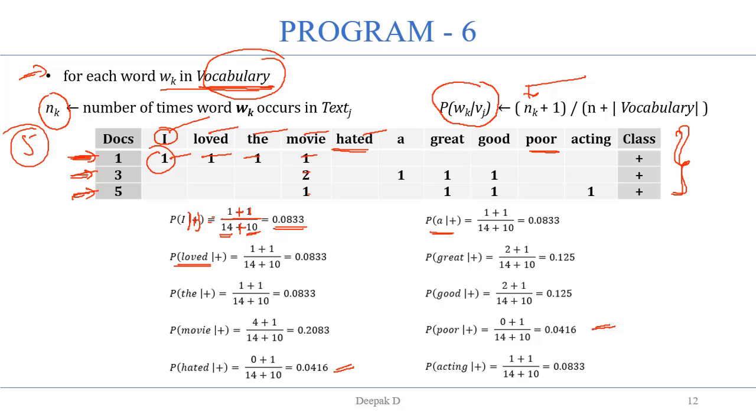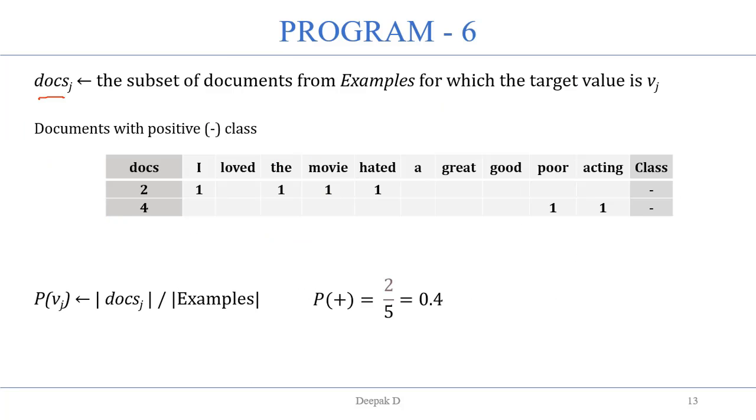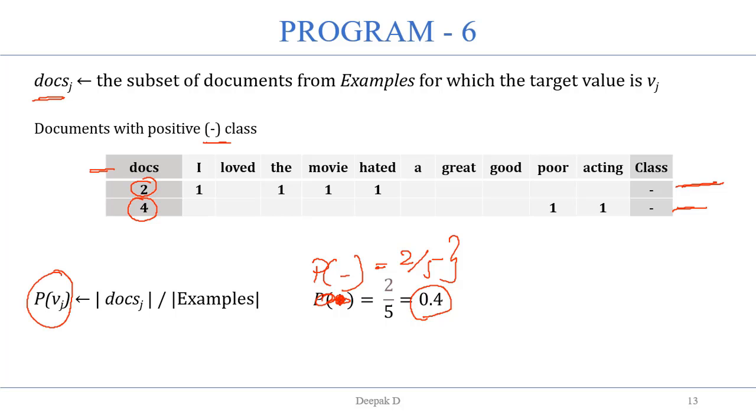Similarly, we have to do the same steps with respect to documents which belong to the negative class. Now we need to identify the value of doc J with respect to the negative class. Out of 5 documents, document number 2 and document number 4 belong to the negative class. I also need to identify the probability value of the negative class. Here I have written positive, but it is the probability of minus equals 2 divided by 5. Here 2 is nothing but the 2 documents which belong to the negative class out of 5 documents. So the value is 0.4. This is how we calculate the probability of Vj with respect to negative.